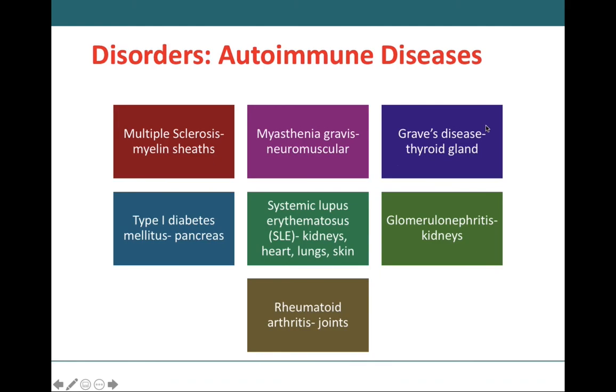Another one that we saw in this class was Graves' disease. We saw the thyroid gland was affected by Graves' disease. Graves' disease results in an increase in basal metabolic rate and increased activity of the thyroid gland.